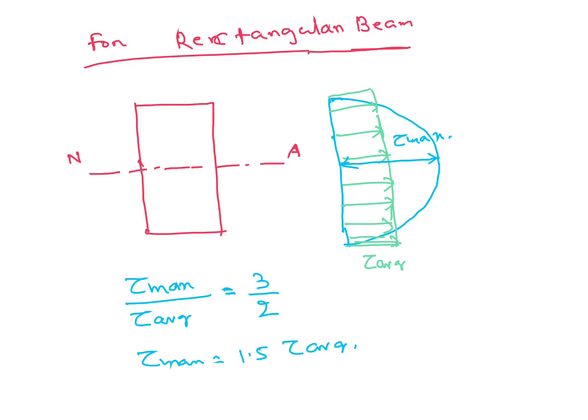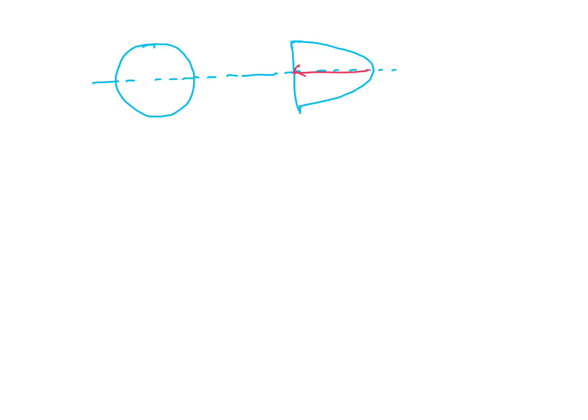Then for circular beam, circular shape, this is neutral axis, it will come like this. Tau maximum is here, tau maximum. And for circular cross section, tau maximum by tau average is 4/3. This is also very important.